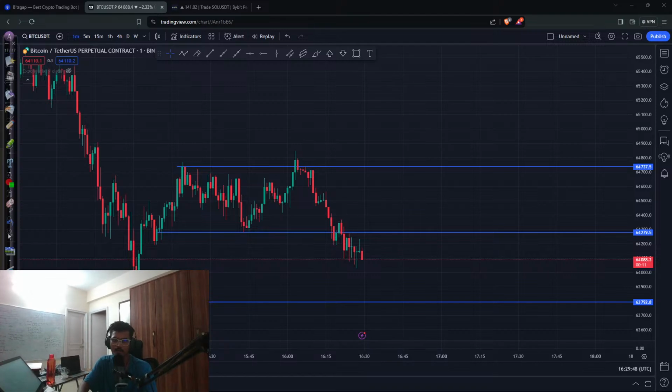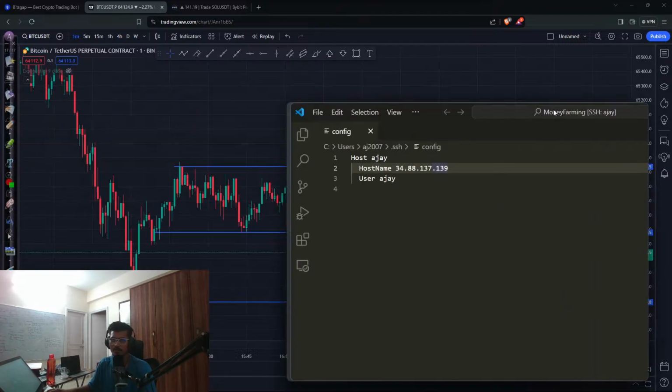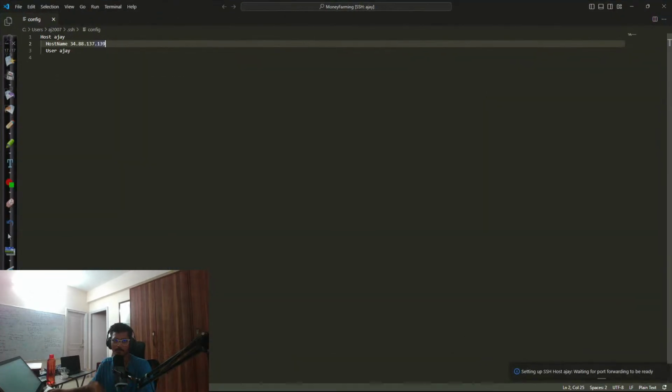Config, open the SSH configuration file, and just reload the window. So we got it here.